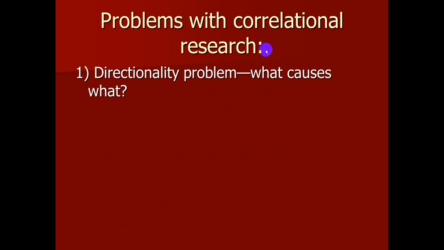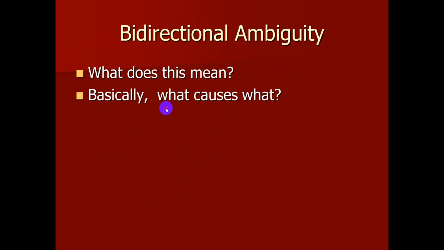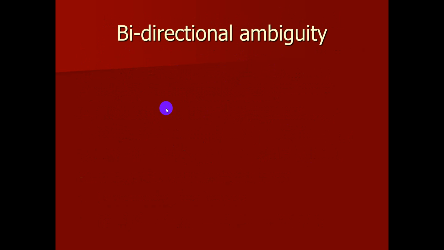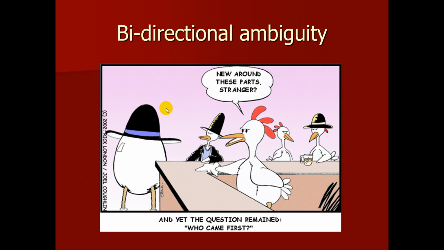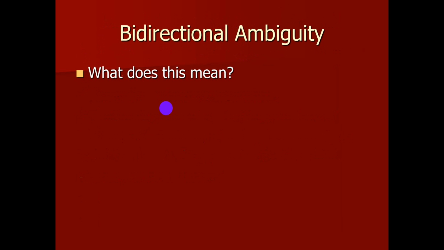Problems with correlational research. Number one, directionality problem. What causes what? Let's look at an example here. Where is my example here? Okay, so we're going to go back here and I'll just give you the example. I thought it was going to be here. What does this mean?